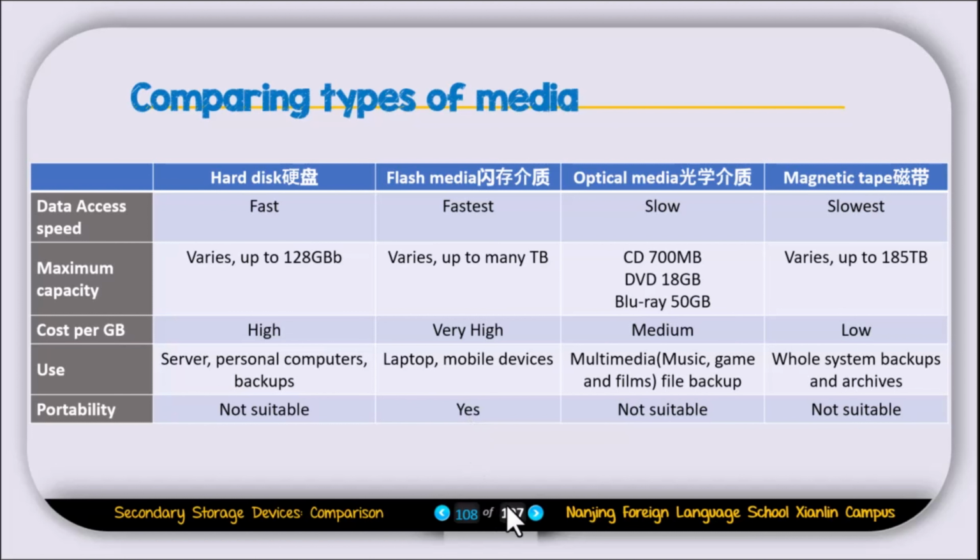Then we have the optical storage. Okay, optical media. So optical media data access speed is slow. The maximum capacity. So we have three different optical media, right? We have CD, DVD, and Blu-ray. So CD can store up to 700 MB, DVD can store up to 18 GB, and Blu-ray can store up to 50 GB. Okay, cost per GB is medium, and we use it for the multimedia, music, games, and films and file backup. So we usually use those to store the movies or maybe games or for the backup.